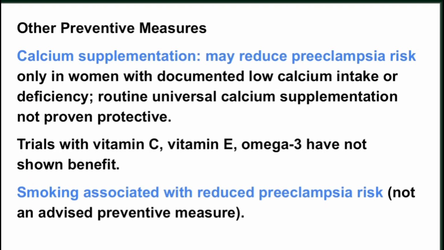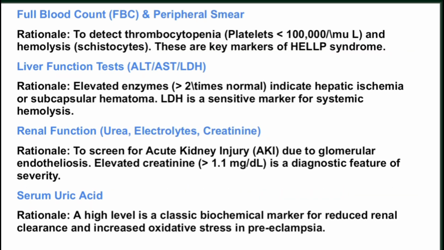We can give calcium. It may reduce preeclampsia risk only in women with documented low calcium intake or deficiency. We have also conducted some trials with vitamin C, vitamin E, and omega-3, but they have not shown any benefit. However, smoking has been associated with reduced preeclampsia risk, but is not advisable as a preventive measure in pregnant women. So we need to do our investigations.